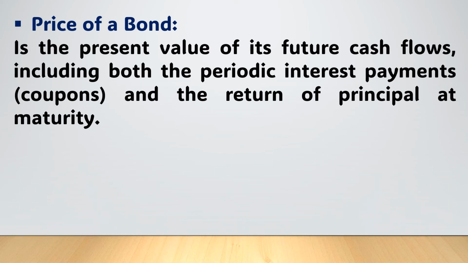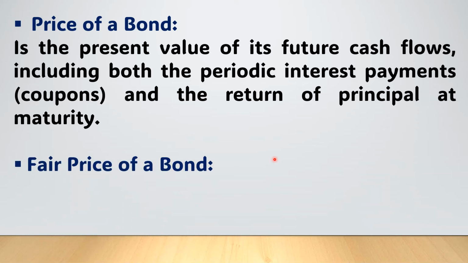Also, the price of a bond. So, it is the present value of its future cash flows, including both periodic interest payments or the coupons and the return of principal at maturity. Okay? So again, the bond prices fluctuate based on changes in the interest rates and the perceived credit risk.